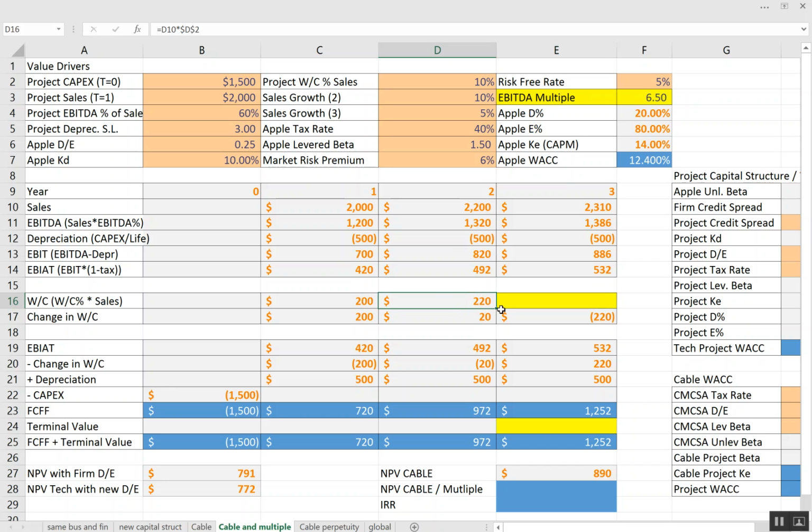So I'm no longer going to liquidate my working capital. It's just going to keep growing over time. So I changed that formula. Also, at the end of the project, it's no longer going to just die. I think it's going to be worth 6.5 times EBITDA. The EBITDA is 1386 I'm forecasting.